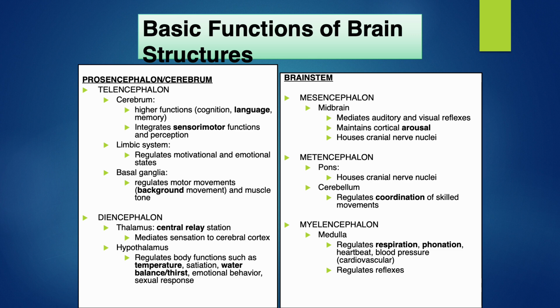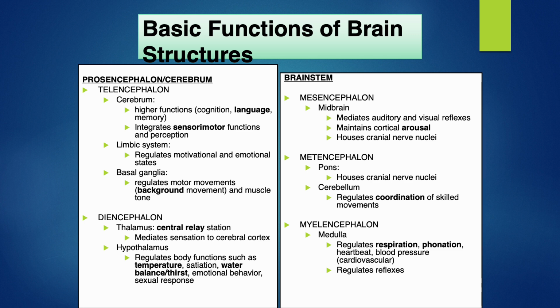And then the metencephalon is the pons and cerebellum. The pons is largely a bridge, and that's where that name comes from. If you know French or Spanish, it's very similar to the word P-O-N-T, which is bridge in French, and so that's the Latin derivative. But it houses cranial nerve nuclei 5, 6, 7, and 8. And then the cerebellum, remember, hangs off the back of the brainstem, forms the posterior wall of the fourth ventricle, and it regulates coordination of skilled movement. So that's where our diadochokinesis tests come in, as testing cerebellar function.